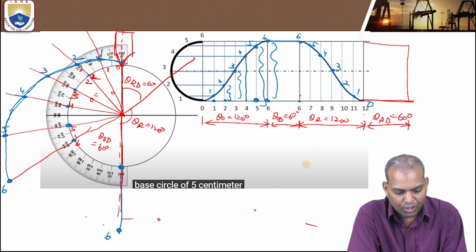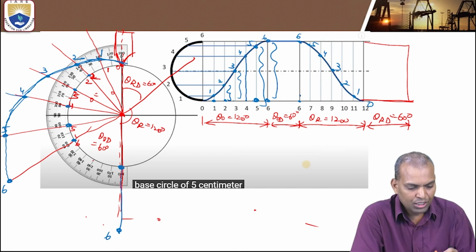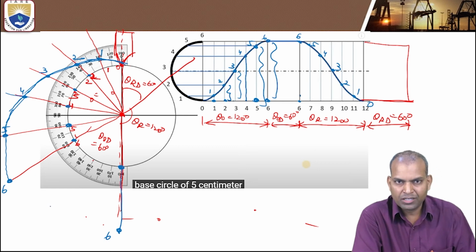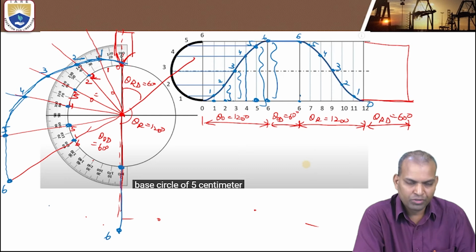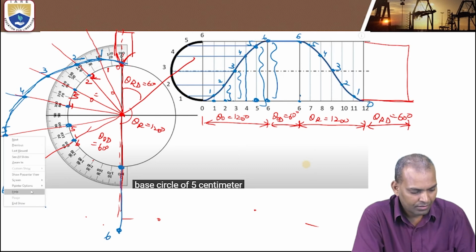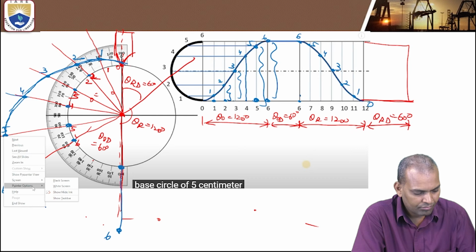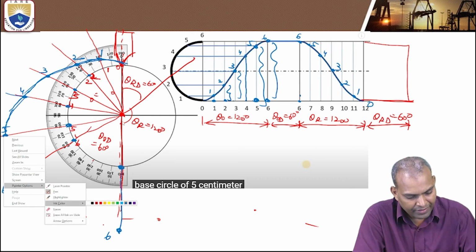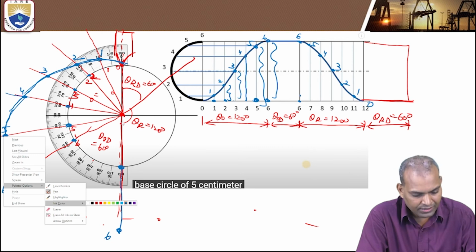Again, outward stroke is how much angle? 120. This 120 should be divided into equal parts. How many equal parts? 6 parts. Each part consists of how many angle? That is 20 degrees. Again, divide this again with the help of protractor. I am approximately dividing 120.